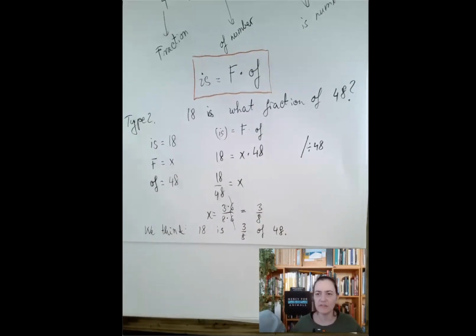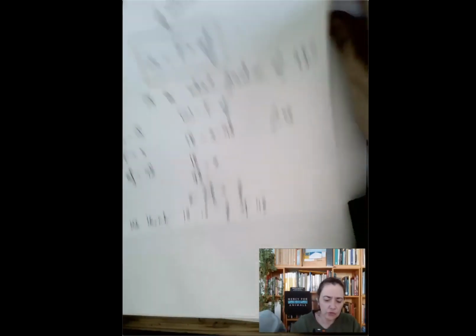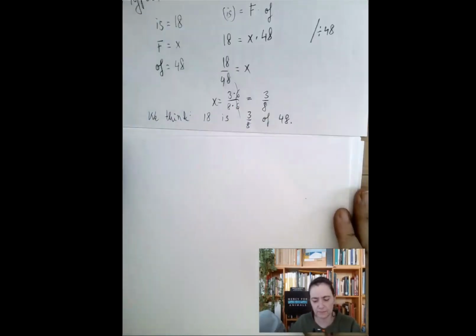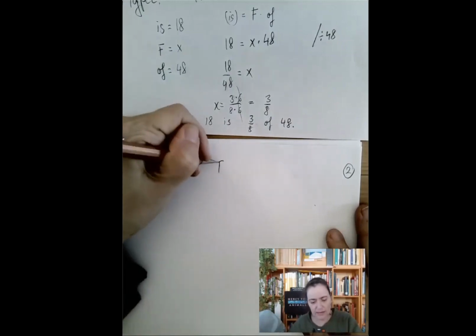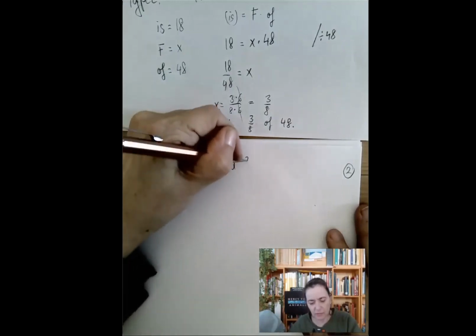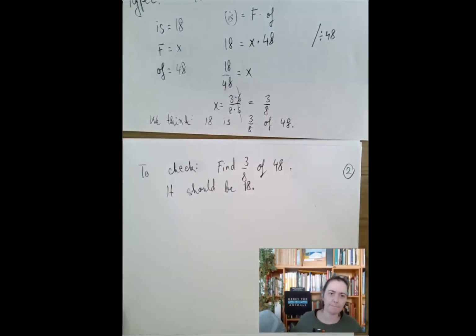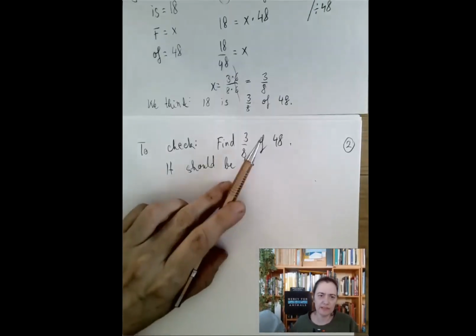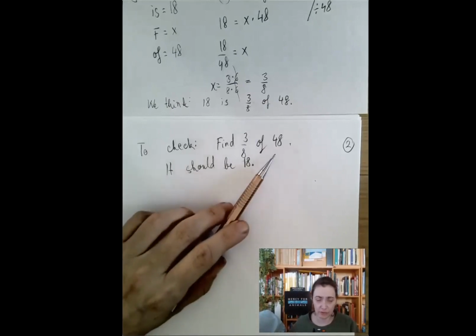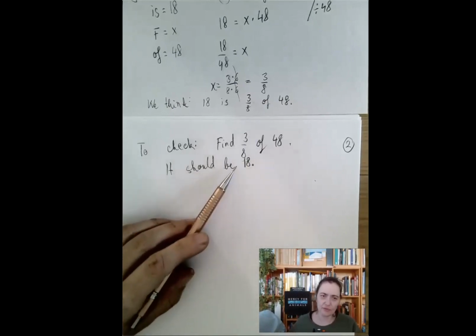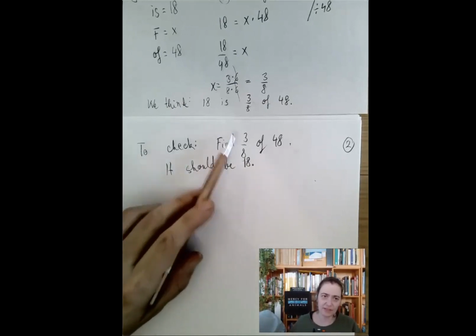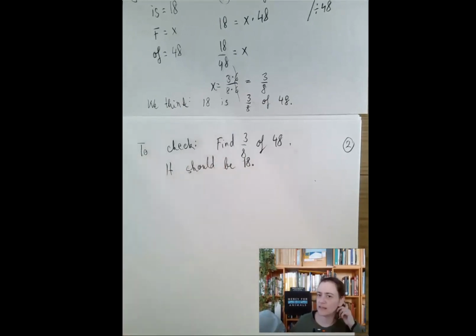Now, checking is always type 1. So to check, let's find 3/8 of 48, and it better be 18. Well, 1/8 of 48 is 48 over 8. That's 6, and 3 times 6 is 18. So it looks like we did it right. Any questions?